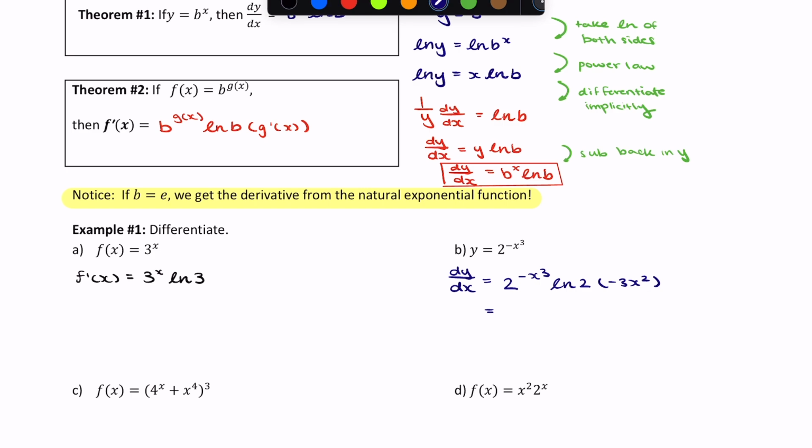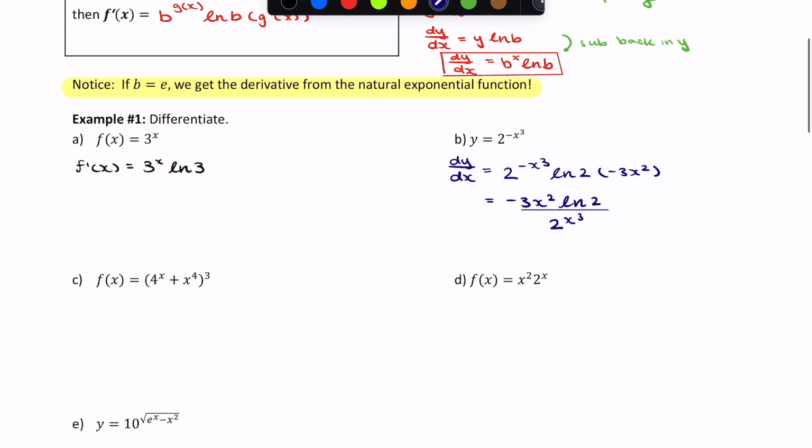So there, it gives us negative 3x squared. So if we put this into positive exponents, we get negative 3x squared ln 2 over 2 to the power of x cubed.